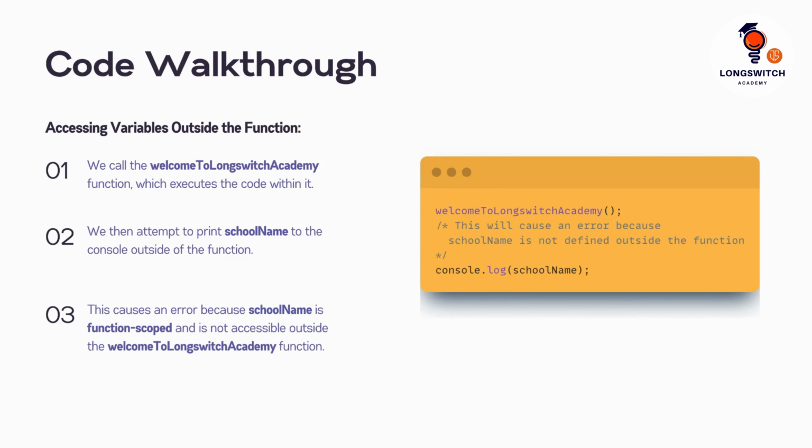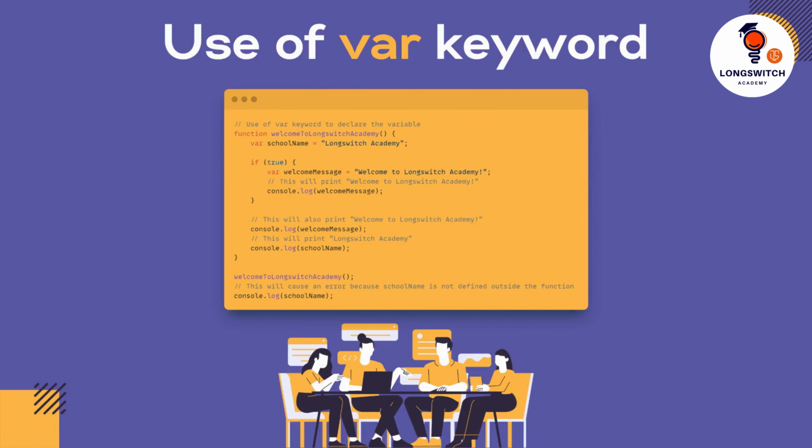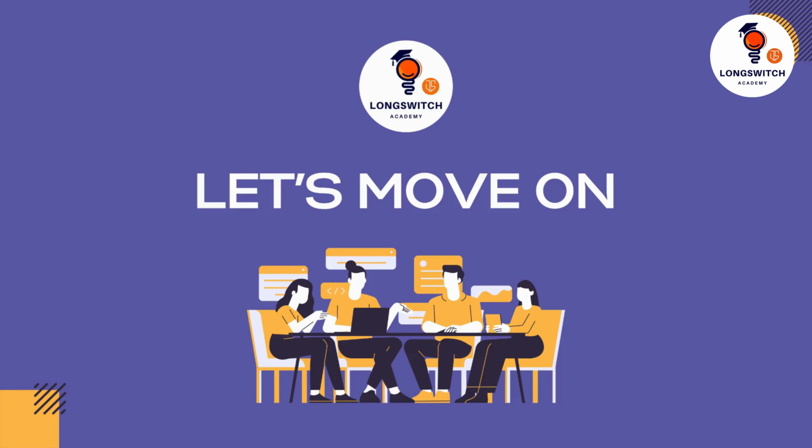After that, we are attempting to access the variables outside the function. We call the welcome to Longswitch Academy function, which executes the code within it. We then attempt to print school name to the console outside of the function. This causes an error because school name is function scoped and is not accessible outside the welcome to Longswitch Academy function. This example demonstrates the function scope of the var keyword. Variables declared with var are accessible throughout the entire function in which they are declared, but not outside of that function. This behavior differs from block-scoped variables declared with let and const. So this was all about the use of the var keyword in JavaScript to declare variables.